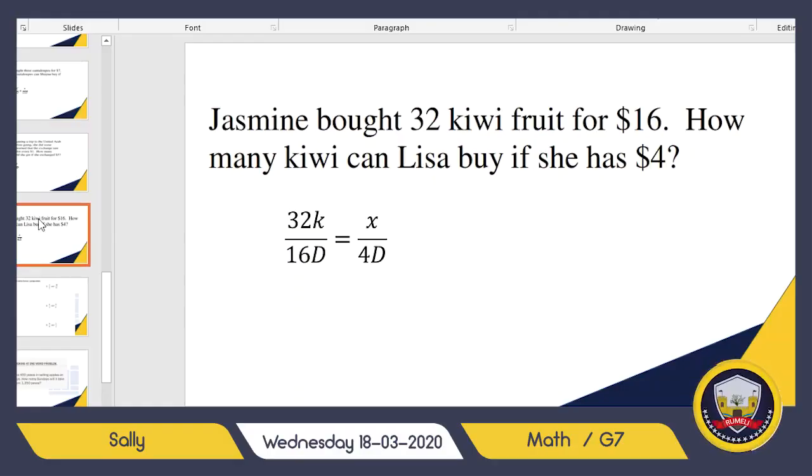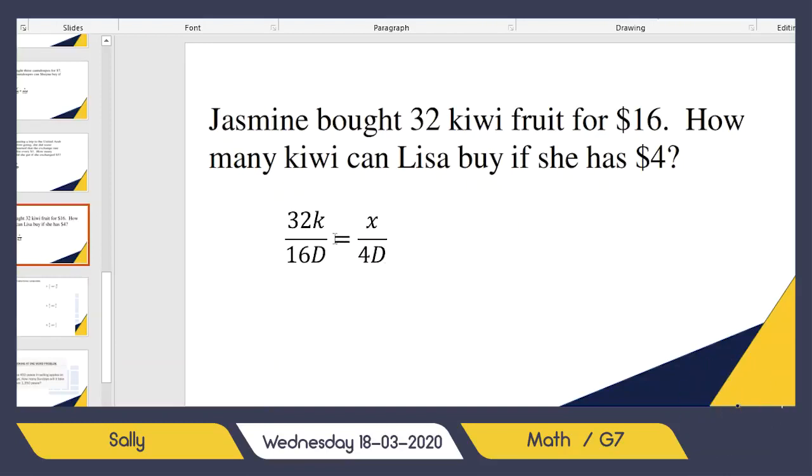Jasmine bought 32 kiwi fruit for $16. Meaning 32 kiwi for $16. How many kiwi can Lisa buy if she has $4? So here I have 32 kiwi for $16. So the unknown is the number of kiwi for $4.